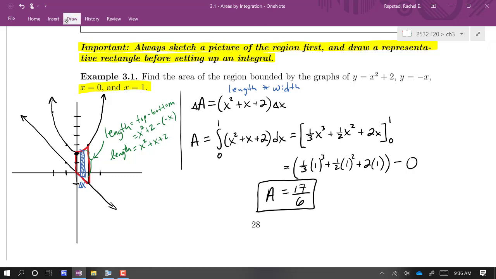Okay, so this is how we want to approach these problems. Sketch first, figure out what kind of rectangles you need to draw, whether they're vertical or horizontal, and then draw your representative rectangle, and find the area, that sample area, and then that'll help you get the integral that you need to evaluate.